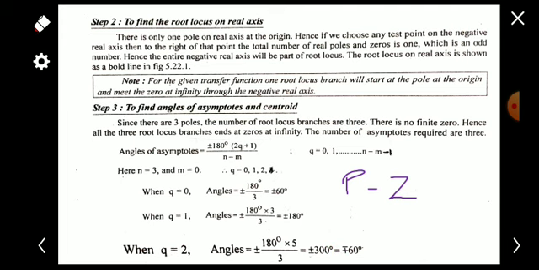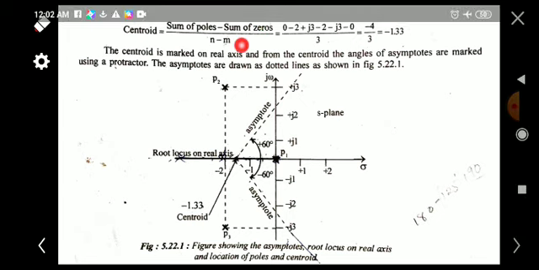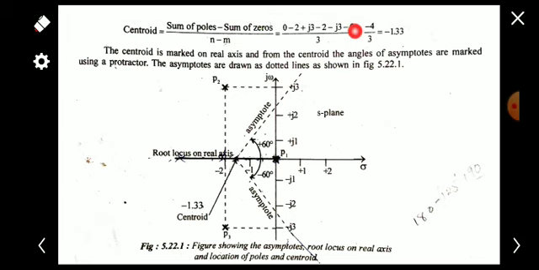And how can we find the centroid? The equation for the centroid is sum of poles minus sum of zeros divided by n minus m. The sum of poles, we add all the poles here, that is 0 plus (minus 2 plus j3) plus (minus 2 minus j3), minus the sum of zeros. We can't see any zeros here, so we take it as 0. And n is the number of poles, 3, and m is the number of zeros, 0, so 3 minus 0 is 3, and we get minus 1.33.